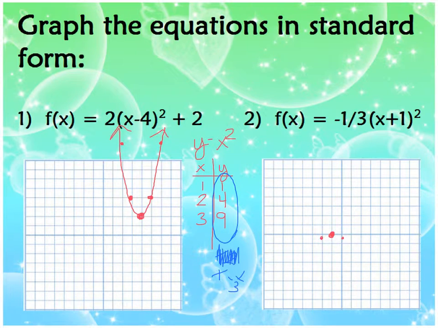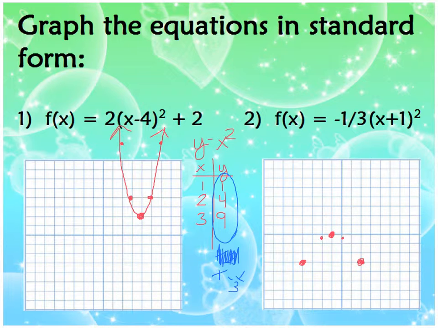I can throw a point on there, but I'm just guessing. So I kind of like to pick points that work nicely. So I'm going to skip over the 2, 4. I'm going to jump straight to the 3, 9, because 9 is easy to take times negative 1/3. 9 times negative 1/3 would be a negative 3. So that means I'm going to go over 1, 2, 3, down 1, 2, 3, and get a point. Then I'm going to put the matching point on the other side.